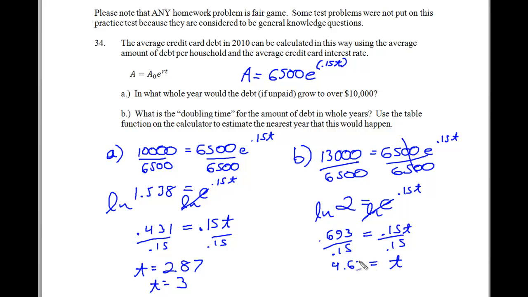So 4.62 is when we divide these. So in 5 years, the $6,500 debt that people have on their credit card is going to double to $13,000. So if you have a 15% interest rate, it doubles in under 5 years, or about 4.5 years.